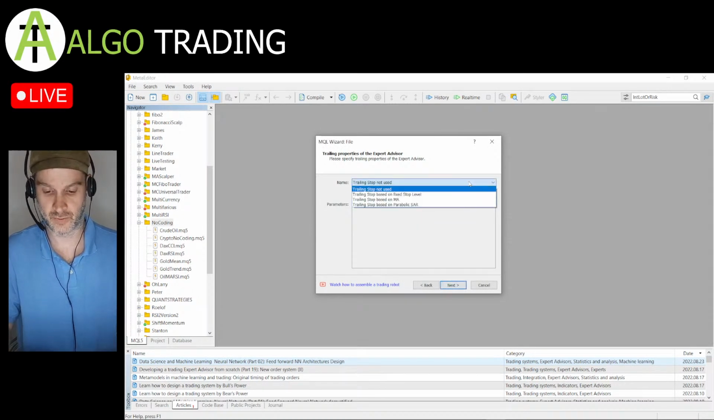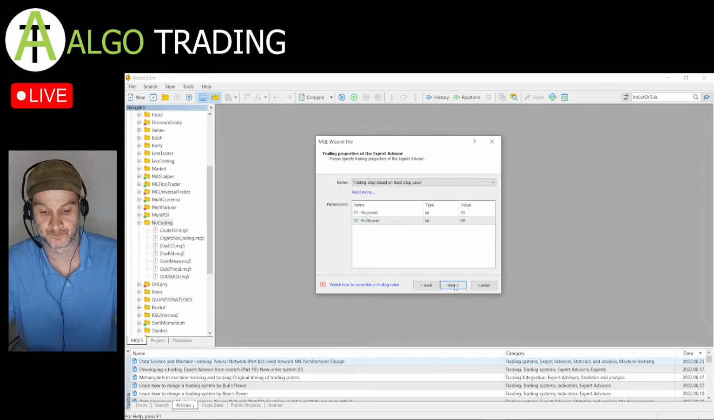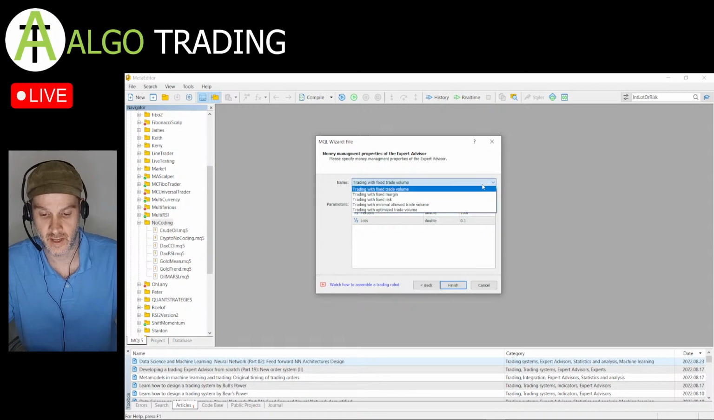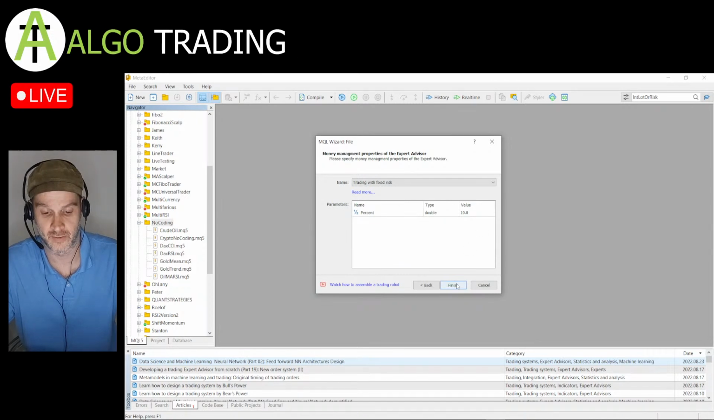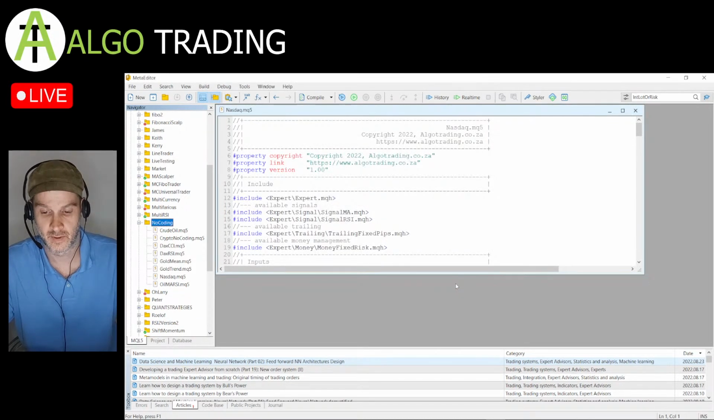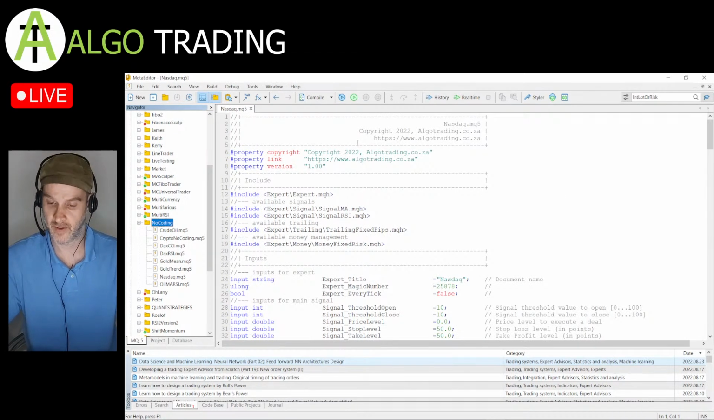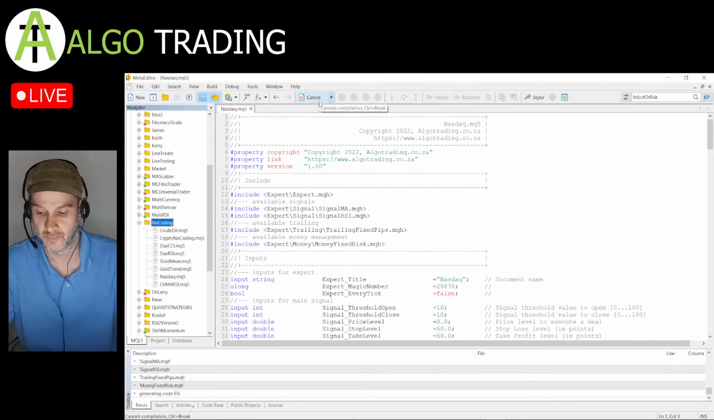Next, we're going to use a trailing stop, but we're going to use a trailing stop at fixed price levels. Next, we're going to have trading with fixed risk, so we're going to use a percentage of our equity. All right, there we go. We have completed our EA. Let's compile that.